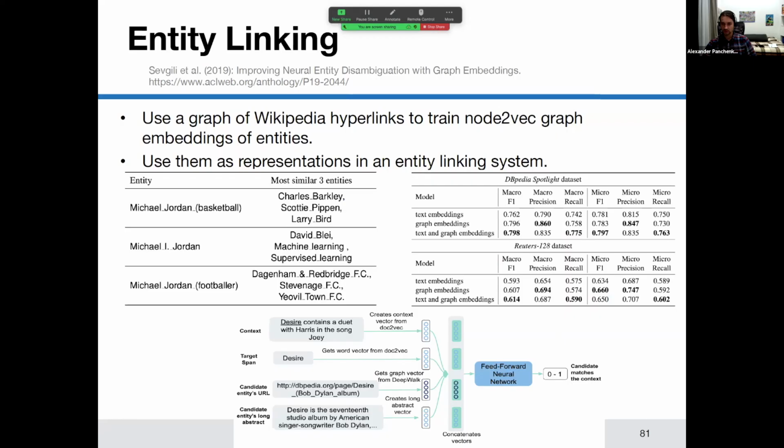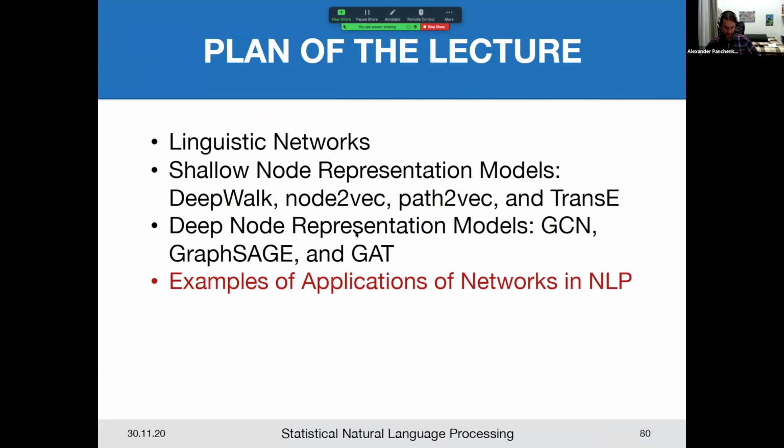This concludes the methodological part of the lecture, and then we are going to have a short overview of various applications, NLP applications of this technology.